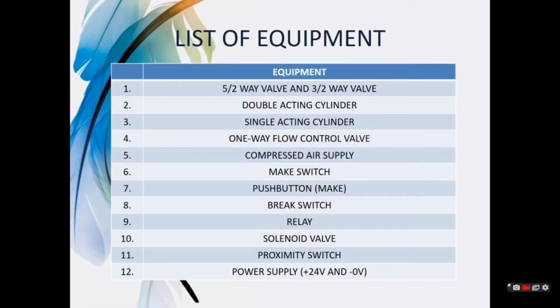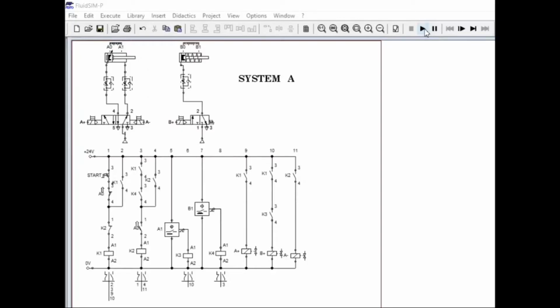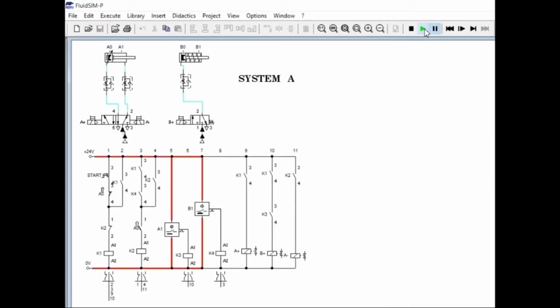Based on the table shown, this is our list of equipment. Alright, this is the System A description: the sequence, sensors, control valves, motion graph, and actuators. Based on the ladder diagram, CR1 represents group 1 and CR2 represents group 2. I will show you the simulation for System A. After the simulation ends, I will explain how it operates.